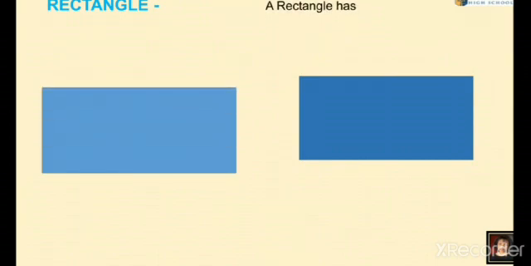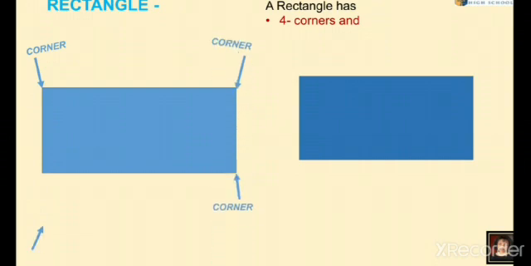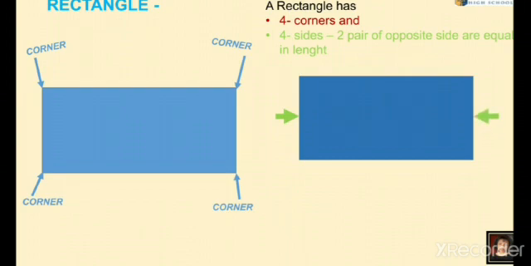Next we go to the rectangle. Let's draw a rectangle. A rectangle has 4 corners. So, corner number 1, 2, 3 and 4 corners. 4 sides. 2 pairs of opposite sides. Let's see first the opposite sides. There are 2 sides of the rectangle.